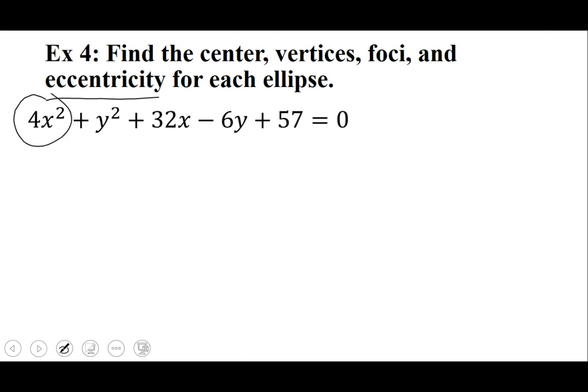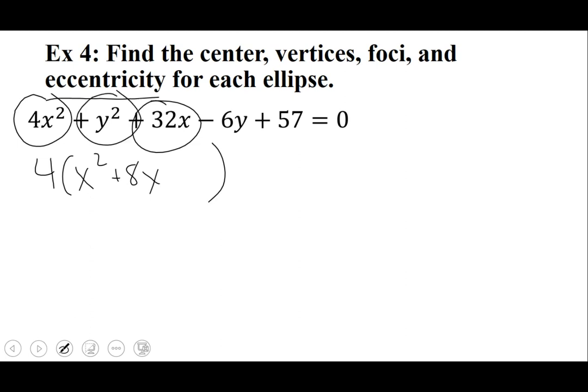So first things first, I'm going to take all my x terms and put them together. And I'm also going to factor out whatever is in front of the x squared because completing the square only works if there's a positive 1 there. So when I put those terms together, I'm going to get 4x squared plus 8x. And then I'm going to leave a little space because that's where I actually have to complete my square.